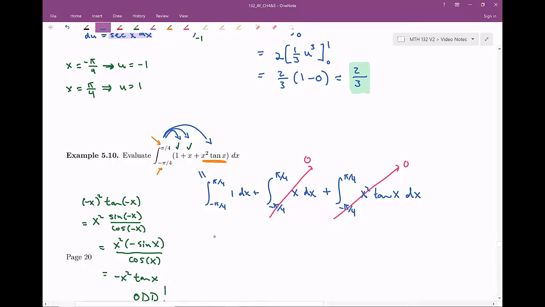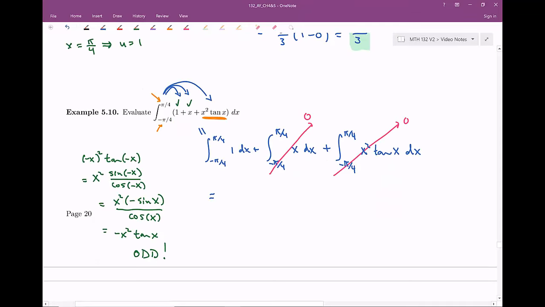So really the only thing that I need to evaluate is the integral from negative pi over 4 to pi over 4 of 1. So if I take the antiderivative of this, I'm going to get x, and we evaluate that from negative pi over 4 to pi over 4. So let's see, I plug in pi over 4, and then I subtract away a negative pi over 4. So subtracting a negative is adding. So this is going to be pi over 2 altogether.